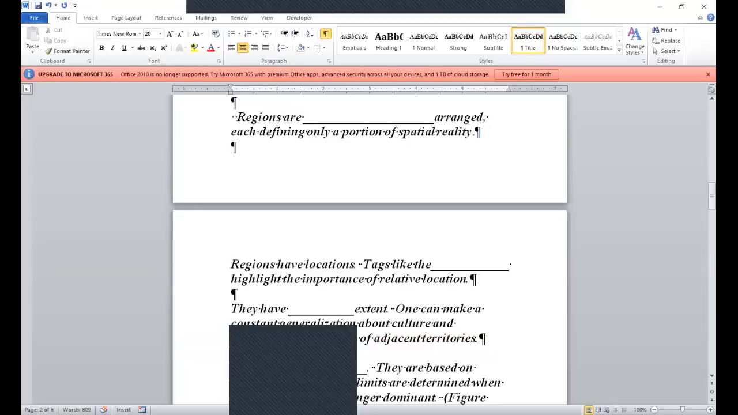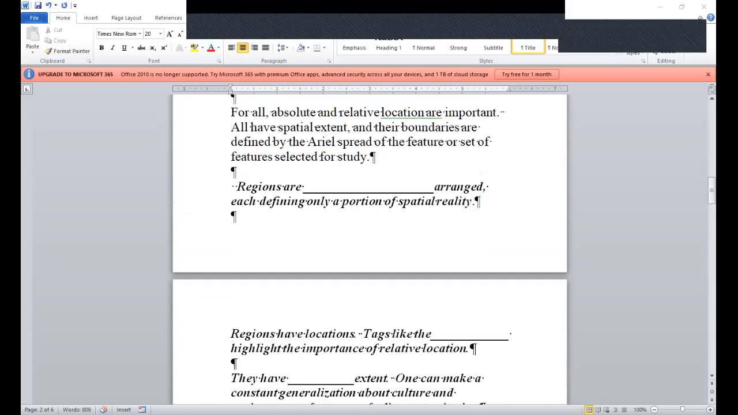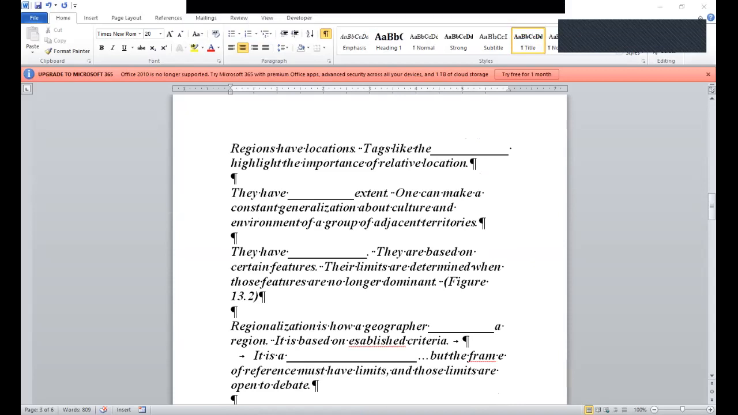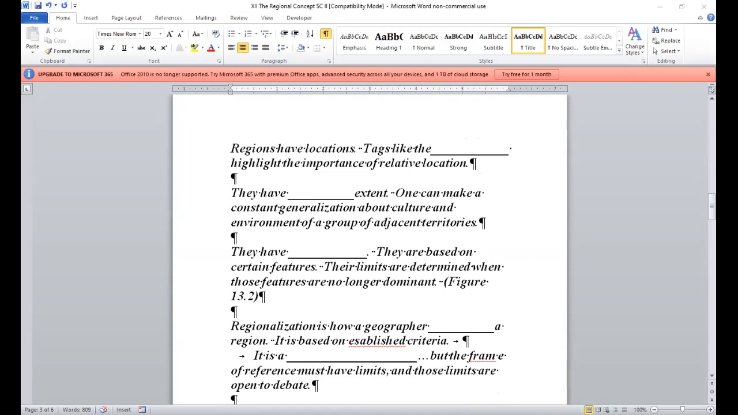Let me get my lecture model back up here. They have spatial extent. One can make a constant generalization about culture and environment of a group of, again, adjacent territories, the relative location, the aspect of that. They have boundaries. They are based on certain features. Their limits are determined when those features are no longer dominant.